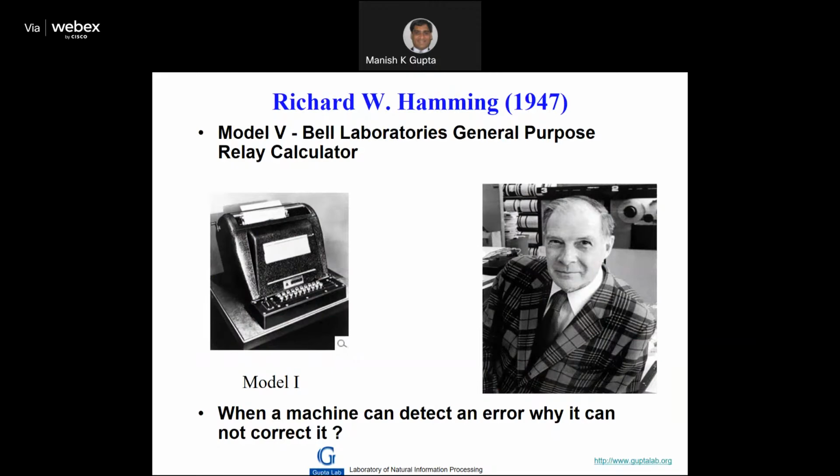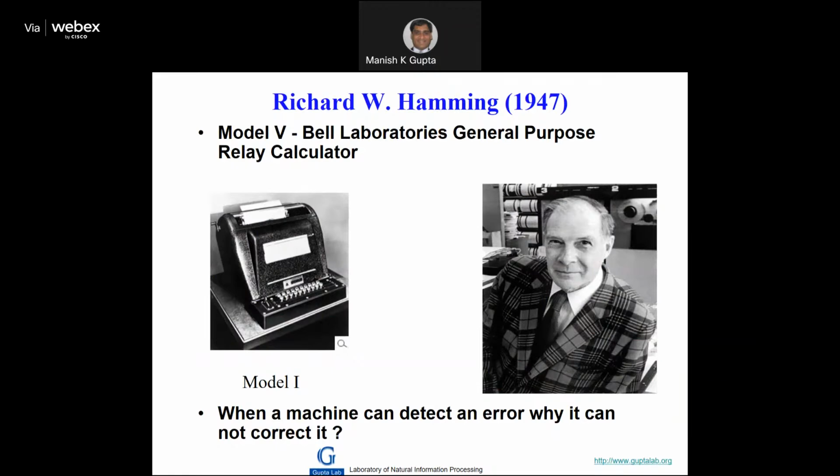He was working on a Model 5 machine, and he used to give instructions to the machine on a weekend, and every Monday when he came, many times the machine had stopped because of an error, and he was very frustrated. He asked, can we design machines which can automatically correct the errors? At those times in computers there was no error control of that kind, right? There was no error control. So he asked this question: when a machine can detect an error, why can it not correct it? And this resulted in the Hamming code.